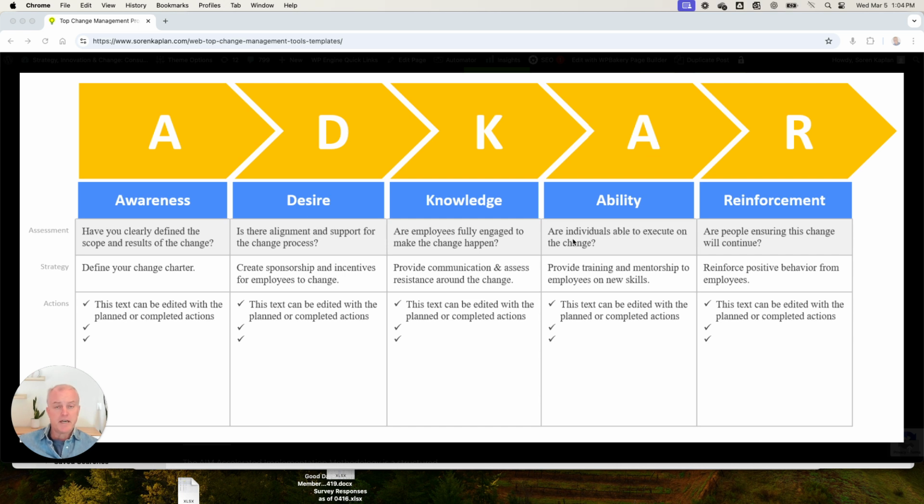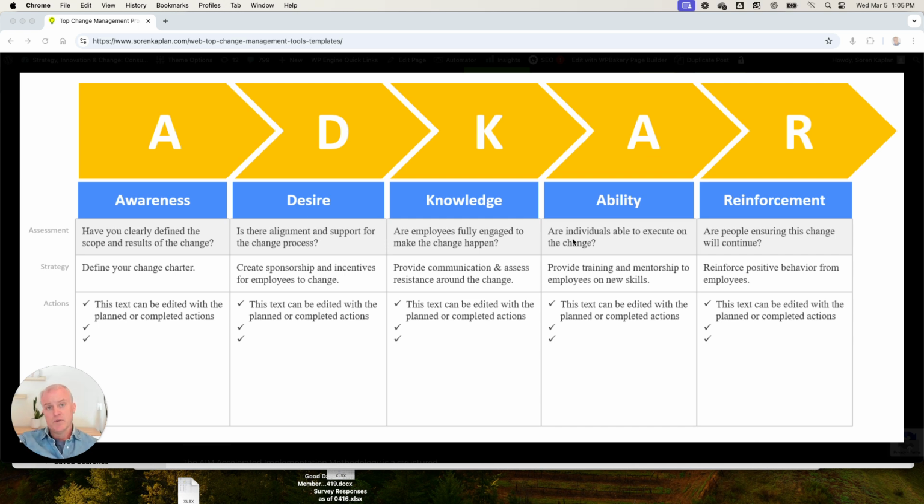Desire is about understanding your stakeholders, figuring out where the early adopters are, and then moving through that step to then provide people with knowledge around how do they make it happen? What tools and resources and training and communication is going to be important to give people so they understand how to move through the change. So being able to provide knowledge and information about the change and what to expect is very important.